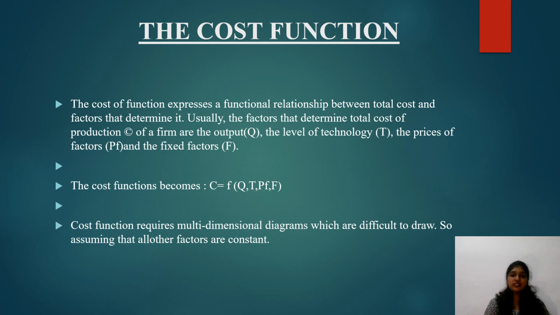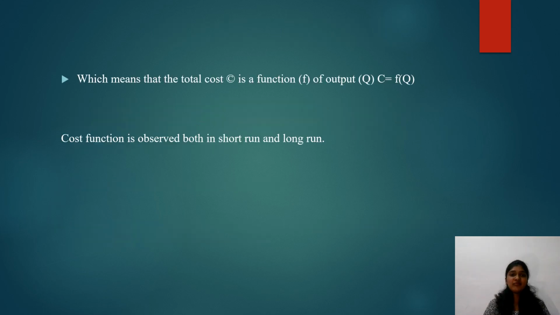C means cost function, F means the function of the output, T means the level of technology, PF means the prices of factors, and F means the fixed factors. The cost function requires multidimensional diagrams which are difficult to draw. So, assuming that all other factors are constant, the total cost is a function of output. That means C is equal to F(Q). The cost function is observed both in the short run and the long run.